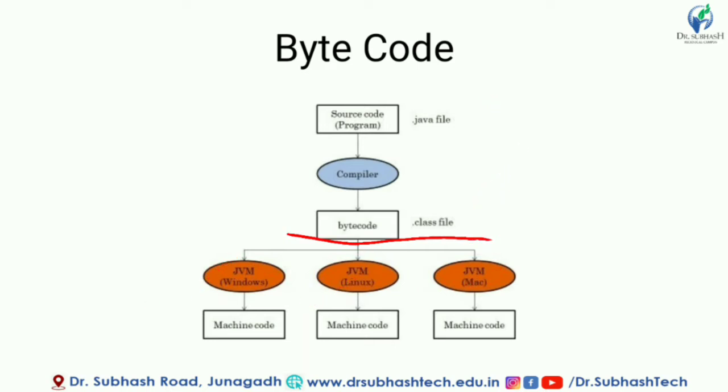Up to compilation, this is converted from .java to .class, and then the JVM runs it and gives us the machine code, right? Bytecode is the input to the JVM. We can say it is the instruction set for the JVM, as we have seen in the definition. So this was the bytecode.